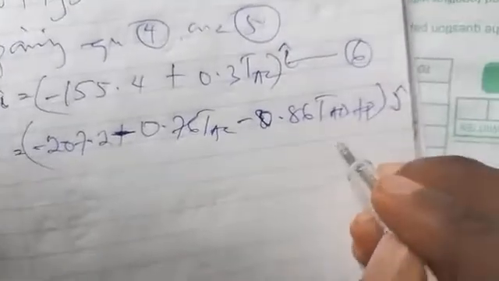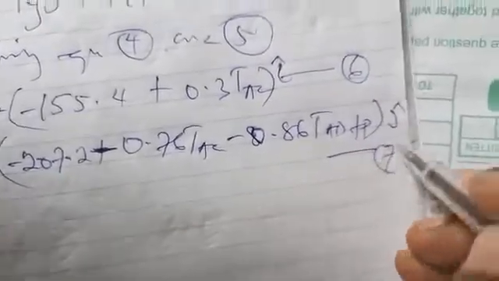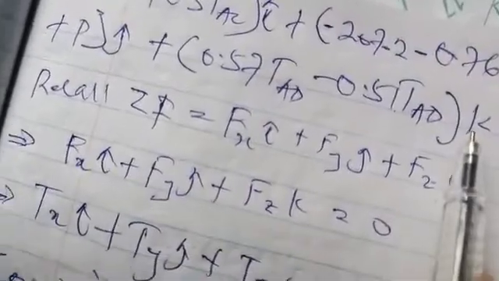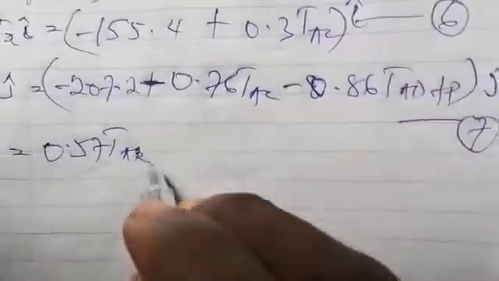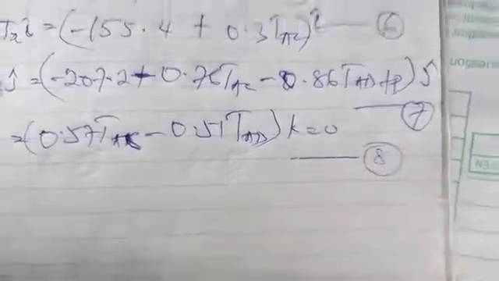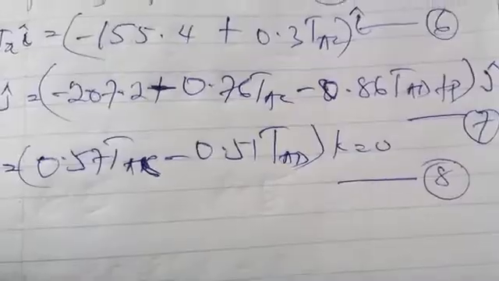Okay, call this equation 7. It also means Tzk is equal to this in terms of k. So we'll have 0.57 TAC minus 0.51 TAD, all into k equal to 0. So you can call this equation 8. Okay, so you have this. All right, so let's begin with 6.